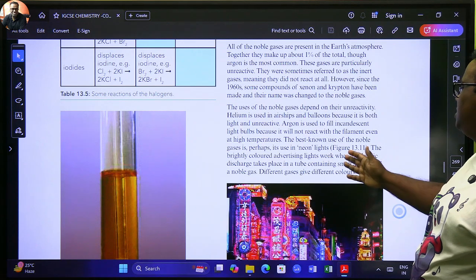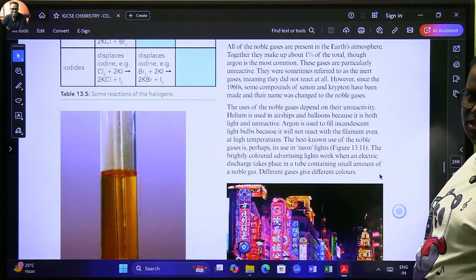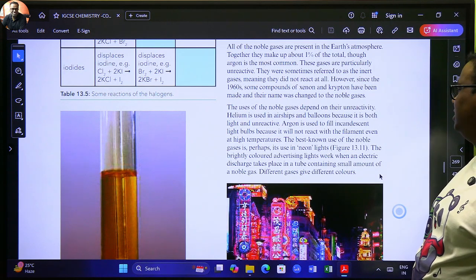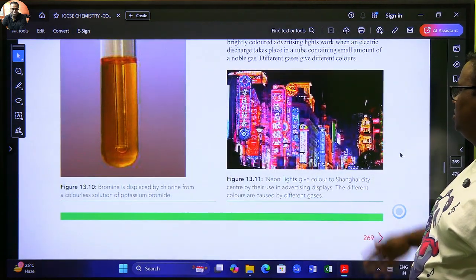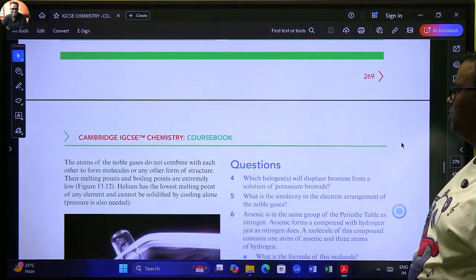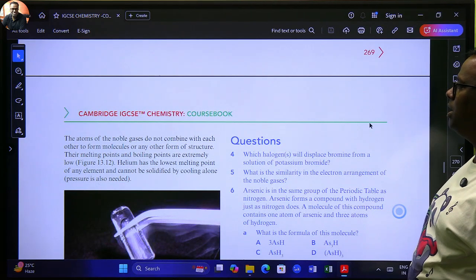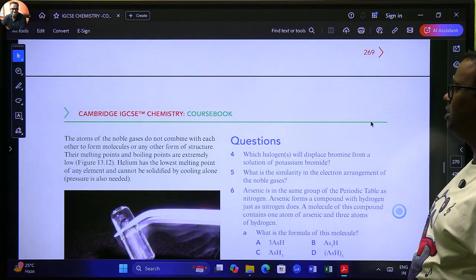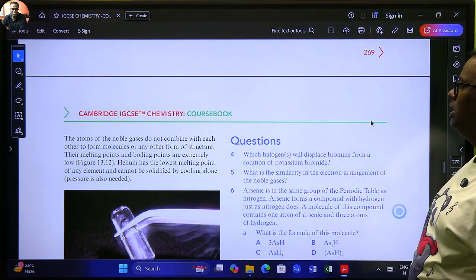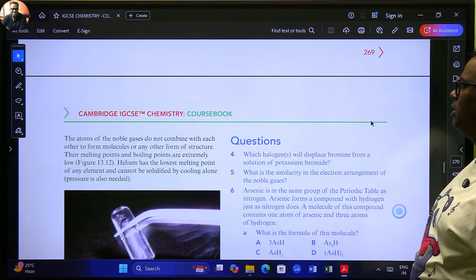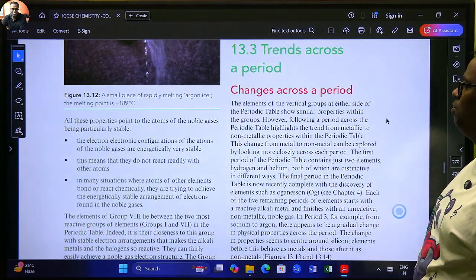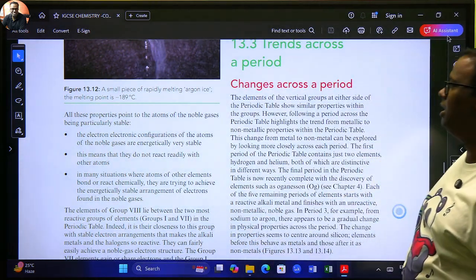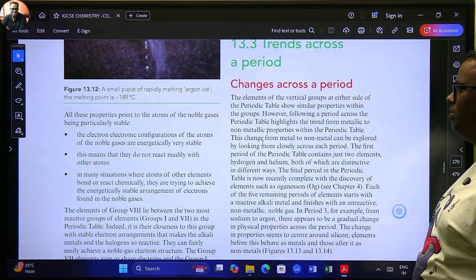Helium is okay, we've done that. Perhaps the best known use of noble gas nowadays is neon light. The entire Times Square that you see is all neon lighting. The brightly colored advertising lights, and different gases have different colors. So this is all about neon gases. We have discussed this also. Atoms of noble gas do not combine with each other to form molecules or any structure. Melting and boiling points are extremely low. Helium has the lowest melting point of any element, and cannot be solidified. All these properties are due to the atoms of the noble gas being particularly stable. The electronic configuration of atoms of noble gas is energetically very stable. This means they do not react readily with other atoms.